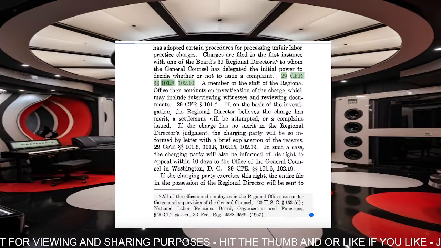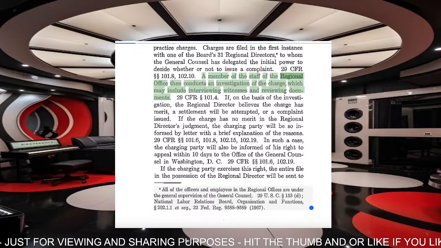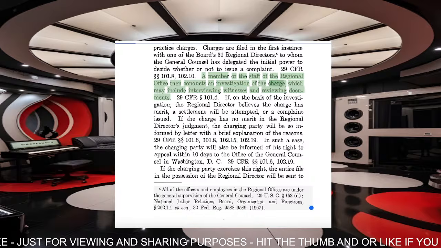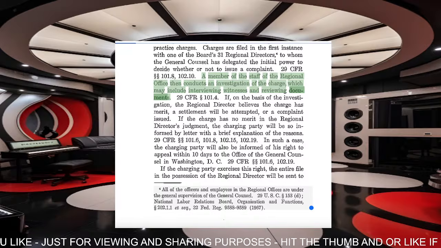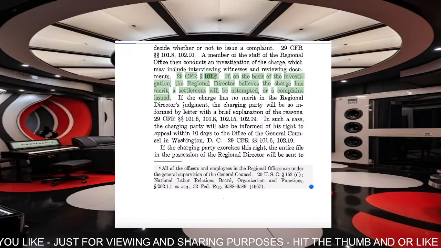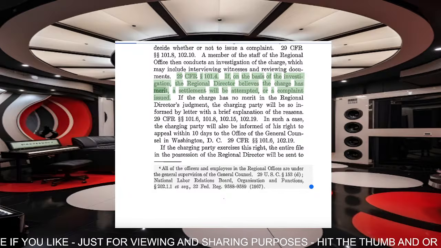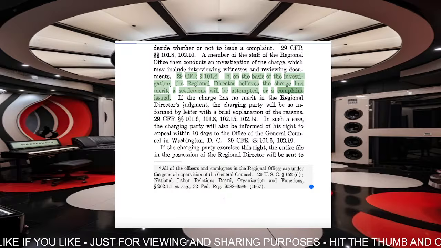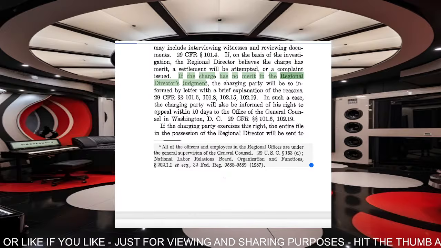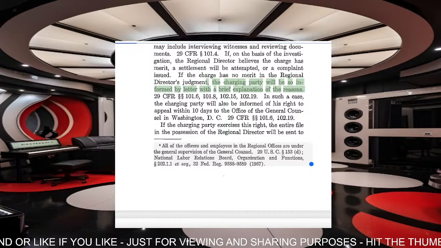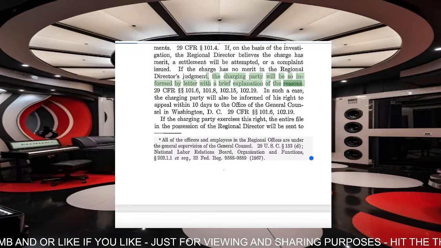29 CFR 101.8, 102.10. A member of the staff of the regional office then conducts an investigation of the charge, which may include interviewing witnesses and reviewing documents. 29 CFR 101.4. If, on the basis of the investigation, the regional director believes the charge has merit, a settlement will be attempted or a complaint issued. If the charge has no merit in the regional director's judgment, the charging party will be so informed by letter with a brief explanation of the reasons.